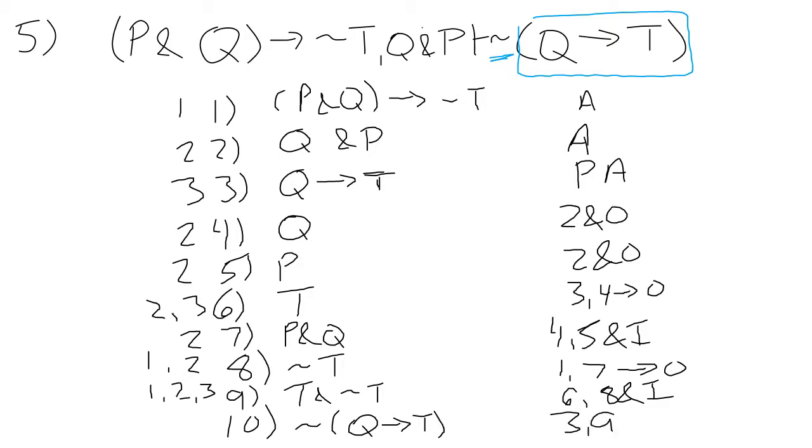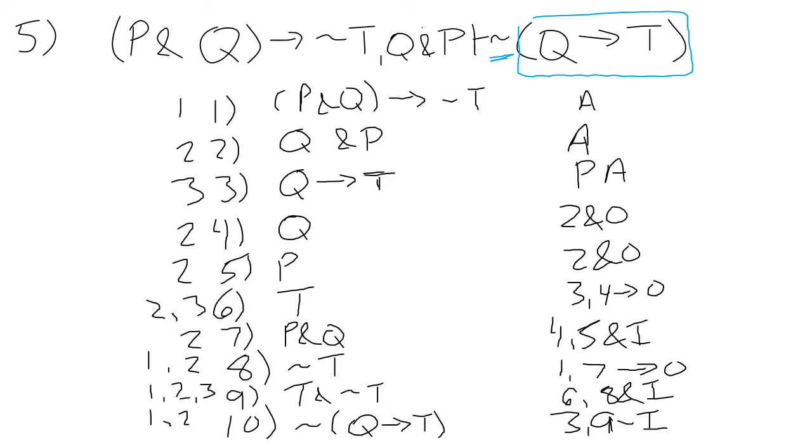My contradiction's in 9. And what am I doing? I'm doing tilde in. So that's going to be 1, 2, and 3. But the 3 will drop out, so it's just 1 and 2.